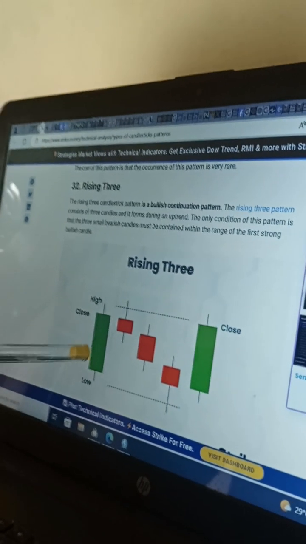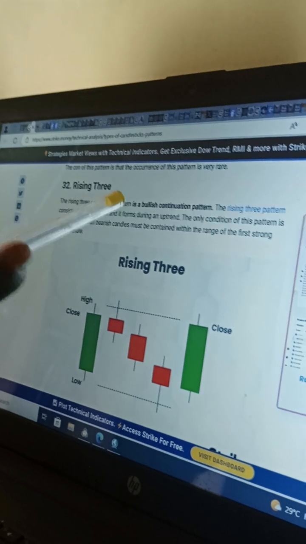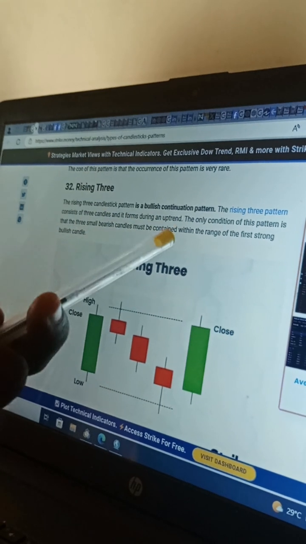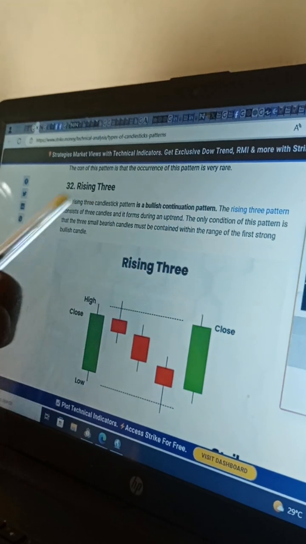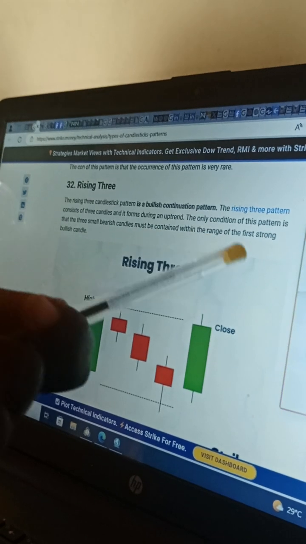Rising three. The rising three candlestick is a bullish continuation pattern. The rising three pattern consists of three candlesticks and it forms during an uptrend. The only condition of the pattern is that the three small bearish candles must be contained within the range of the first strong bullish candle.